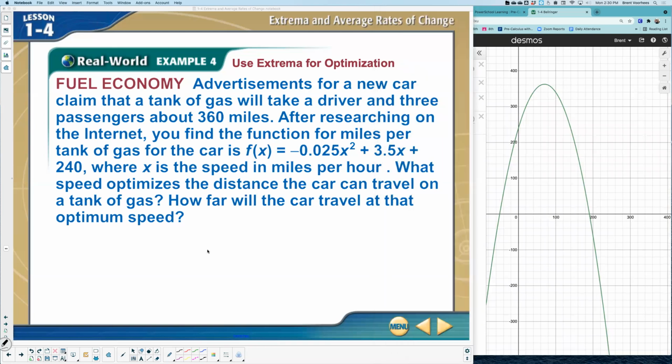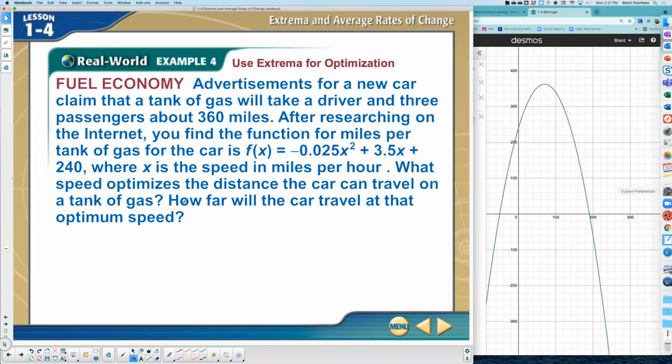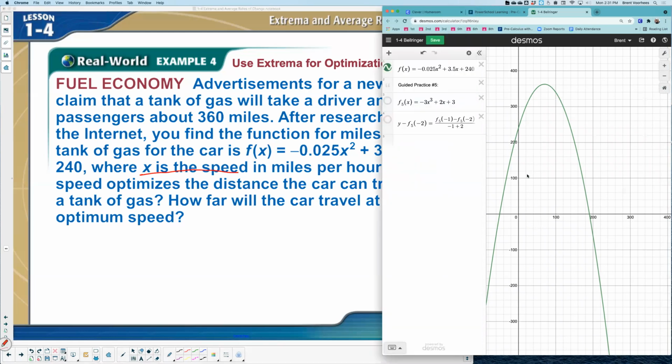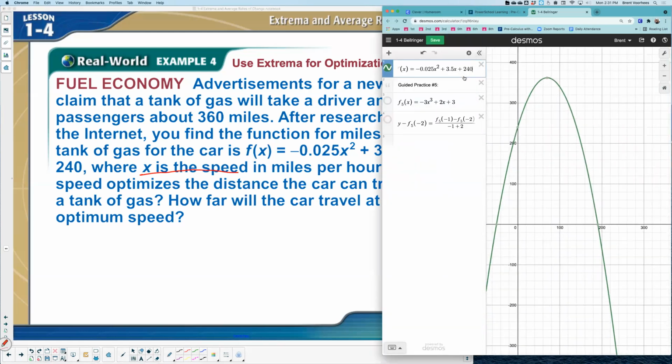Question: if x is speed, can you drive a negative miles per hour? No. So I should only have x values that are greater than or equal to 0. And honestly, you can't drive 0 miles an hour. So I'm only looking at this portion of the graph. And not only that, if it's real world, can my car travel negative distance before it runs out of gas? No. So my y's should also be positive as well.